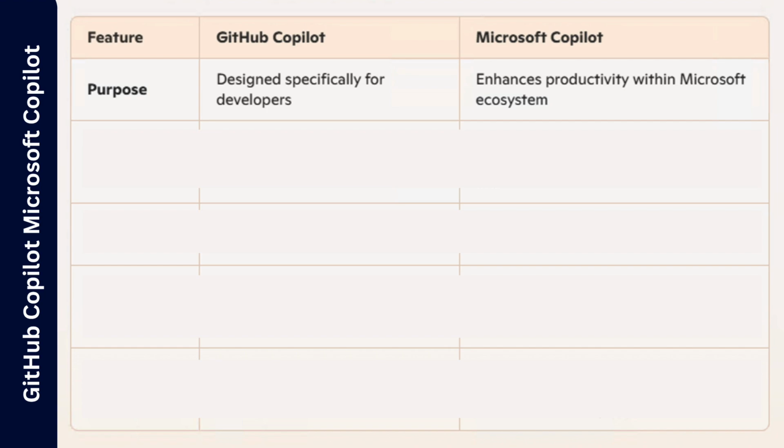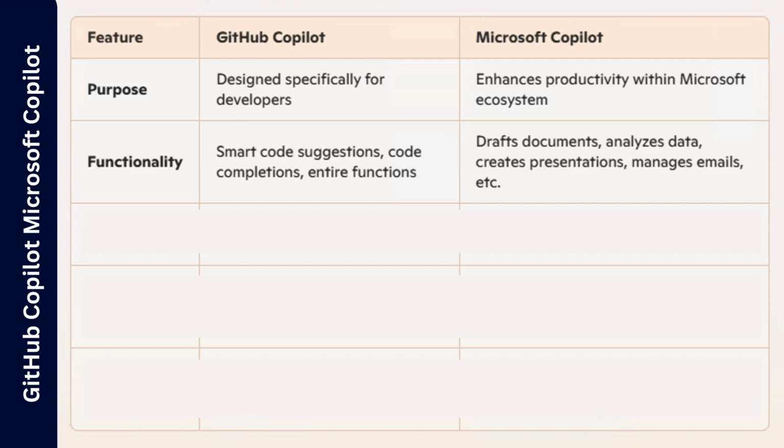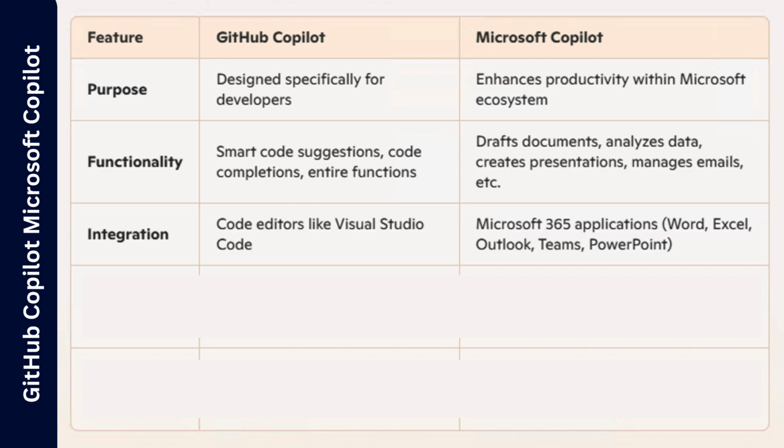In contrast, Microsoft Copilot aims to boost productivity across various business and office tasks within the Microsoft ecosystem. Functionality: GitHub Copilot provides smart code suggestions, code completions, and can even generate entire functions based on the context within your code editor. Microsoft Copilot, on the other hand, assists with drafting documents, analyzing data, creating presentations, managing emails, and more, enhancing the overall workflow in Microsoft 365 applications.